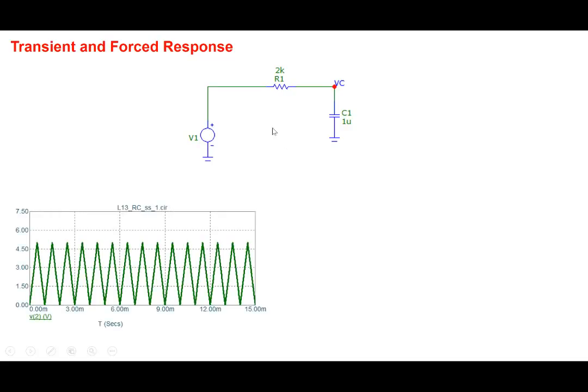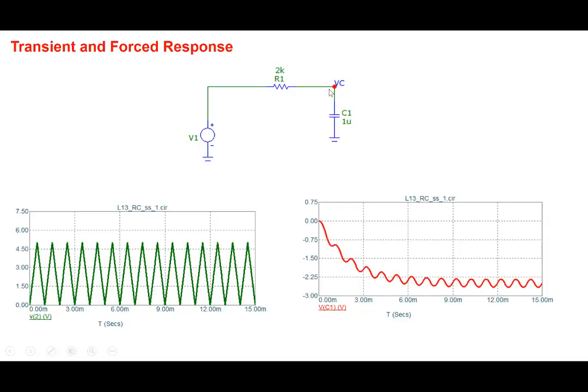Let's look at this case. In this case, we applied a triangular wave as input. So let's look at the output here, VC. You can clearly see that there's a transient part here, and then it settles down into this kind of behavior, right? So this is the part which is steady state, and this is the part which is the transient part here, right? So this is in response to the triangular wave.